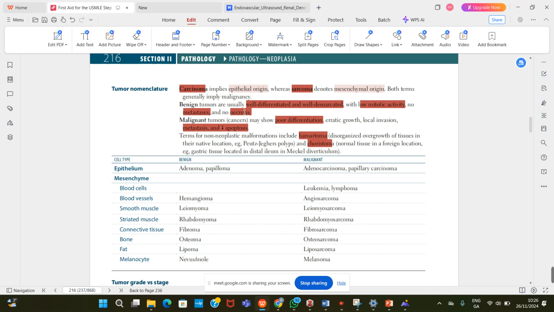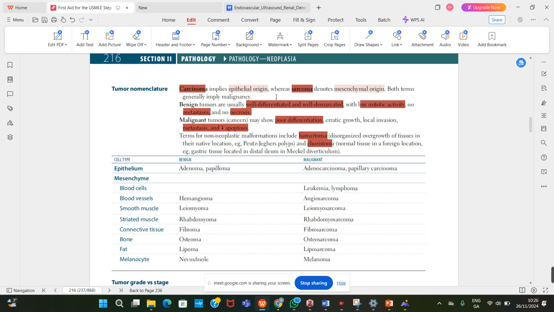So benign tumors are usually well differentiated and well demarcated. Don't forget, you cannot go for your exam and not know this. It is very, very basic and important at the same time. Benign tumors are well differentiated and well demarcated. When we say that a tumor is well differentiated, what we mean is that that tumor looks very closely like the parental cell. So that means that if a tumor is occurring from the lung, that lung tumor looks like cells that come from the lung. That's the meaning of a well-differentiated tumor.